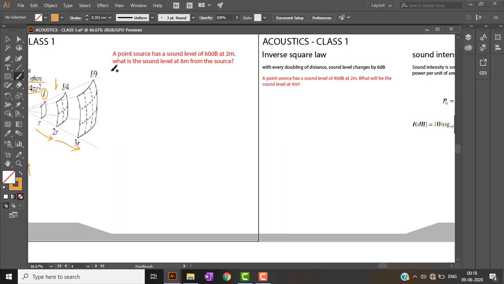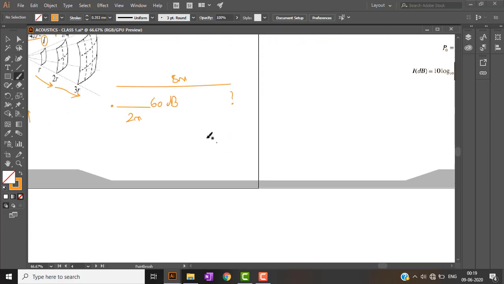A point source has a sound of 60 decibels at 2 meter. So what is the sound level at 8 meter from the source? Consider a point source, at 2 meter distance it's 60 decibel. What will be the sound at 8 meter distance? So at 8 meter distance, what will be the sound intensity level? Now before going to this question, there is a small derivation which I'd like to show you.